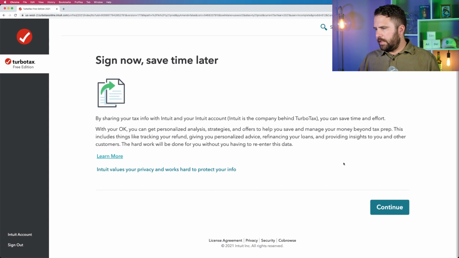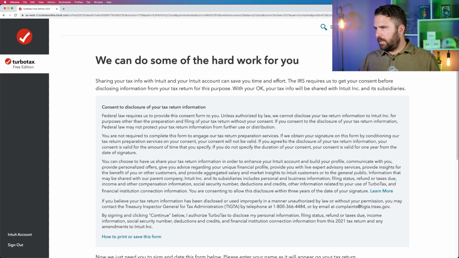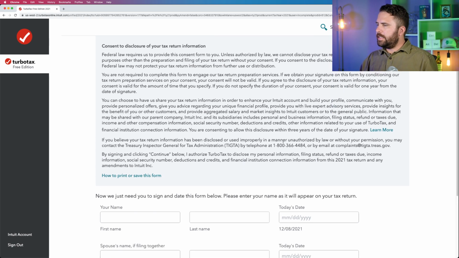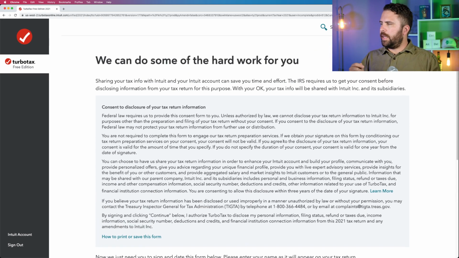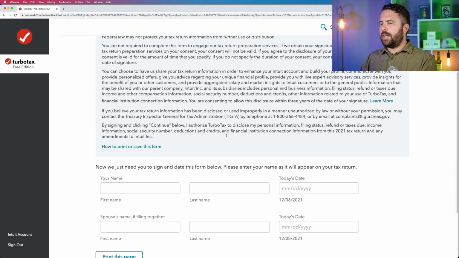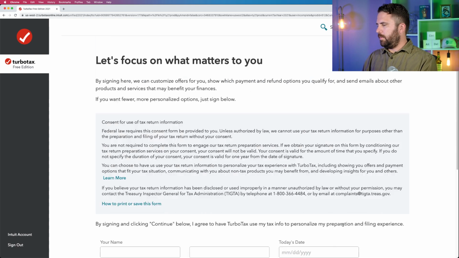Okay, but how do I say no? Let's see. Okay, so you do not have to. See, I think it's sneaky because they almost make it look like this is something you have to do, right? Some people might just read that the IRS requires us and think, oh, I have to sign this. But what this is saying is, the IRS requires us to get your consent before disclosing information from your tax return for this purpose. So you do not have to do this. I'm going to say no thanks.